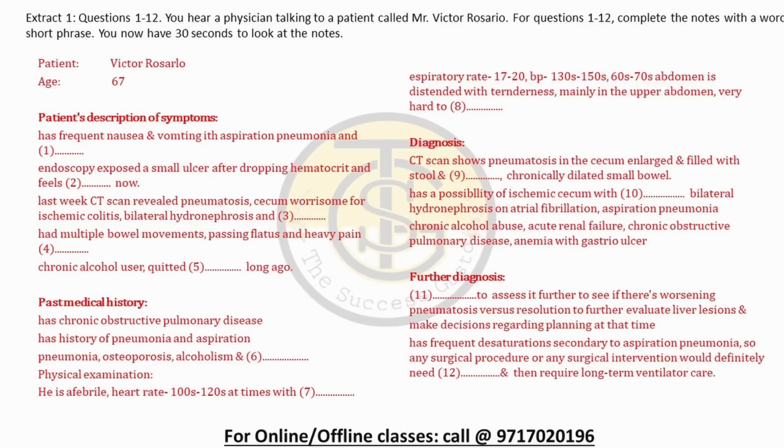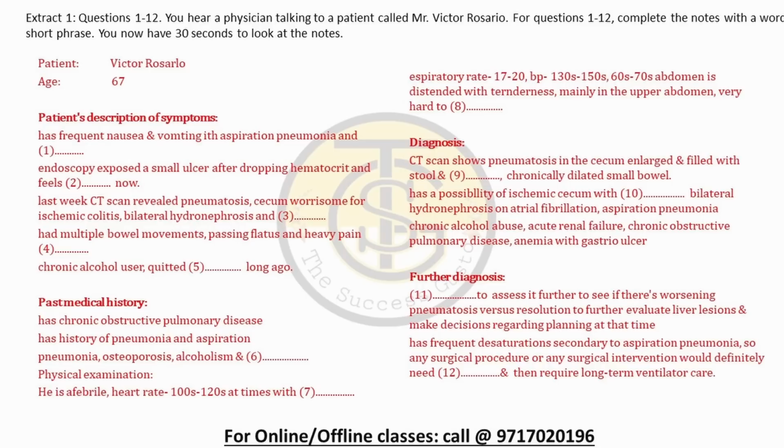Okay, what's your age? 67, doctor. Do you smoke or drink? I have a chronic alcohol use, but I've stopped smoking long back. Tell me your past medical history. I have chronic obstructive pulmonary disease, history of pneumonia and aspiration pneumonia, osteoporosis, alcoholism, microcytic anemia.